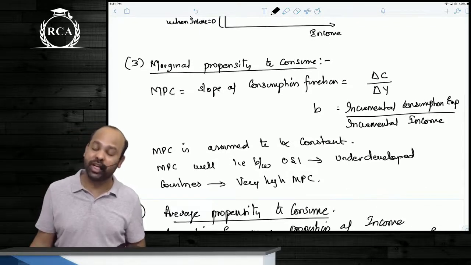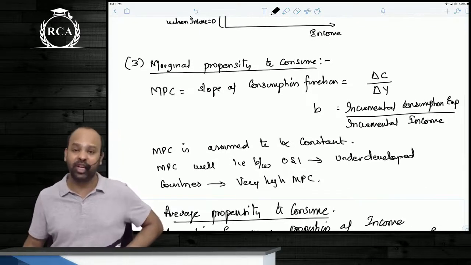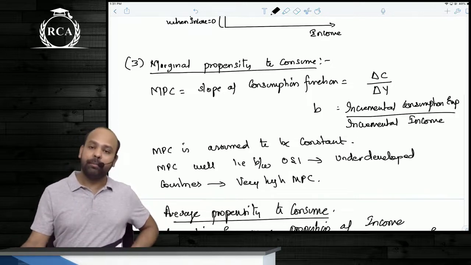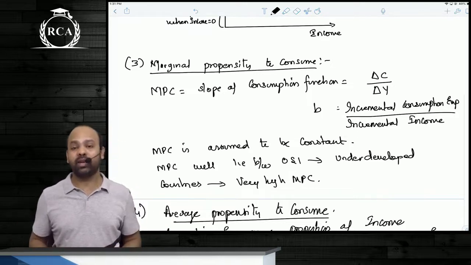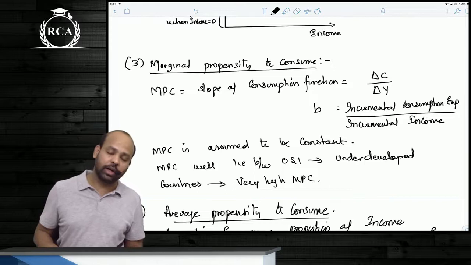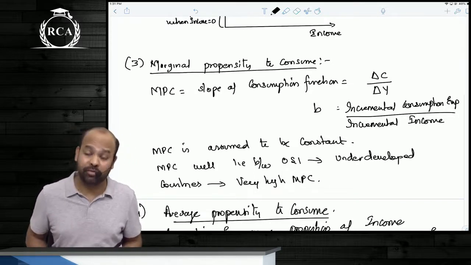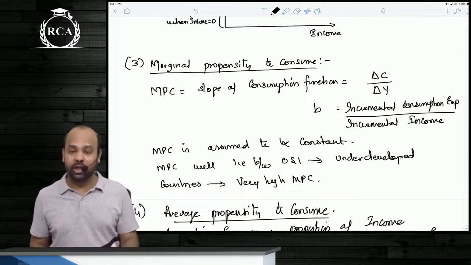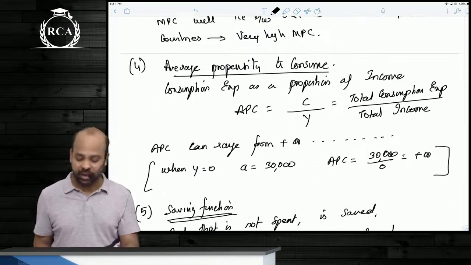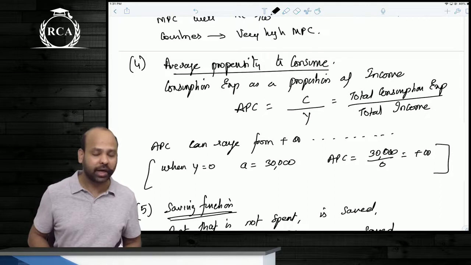Marginal propensity to consume is the change in consumption expenditure divided by the change in income. Marginal propensity to consume will lie between 0 and 1 as per John Maynard Keynes. The value should lie somewhere between 0.5 to 1. Average propensity to consume is your total consumption expenditure divided by total income.